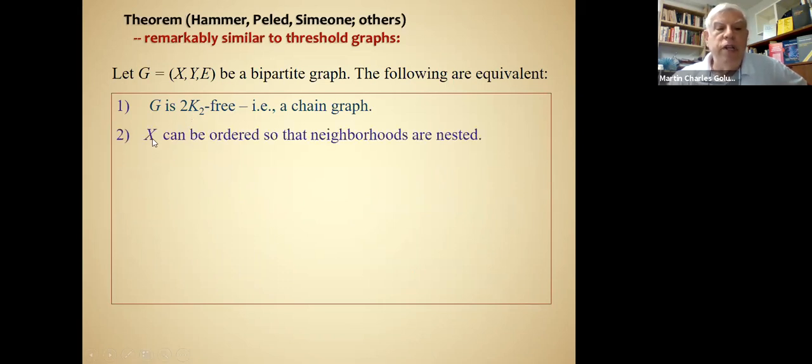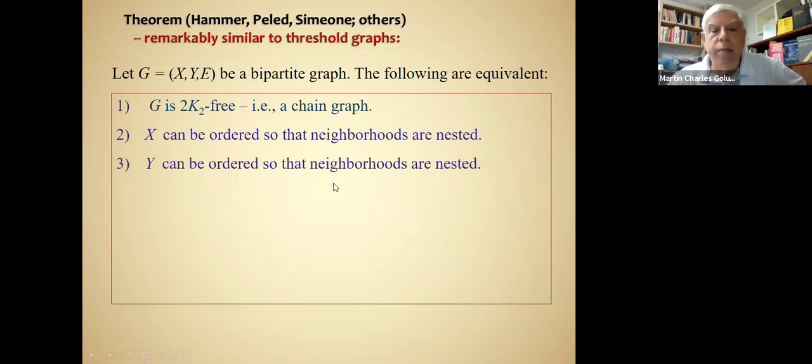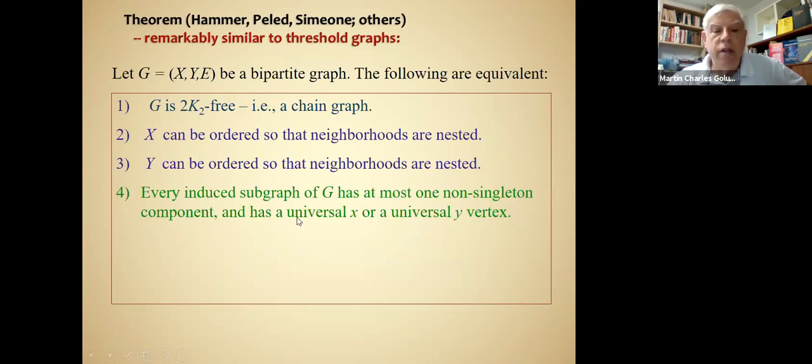a characterization is that the X set of the bipartite graph can be ordered so that neighborhoods are nested. The same can be done for the Y side. Every induced subgraph has at most one non-singleton component and has a universal X vertex or a universal Y vertex. That is an X that's adjacent to all the Y vertices, or a Y vertex adjacent to all of the X vertices.